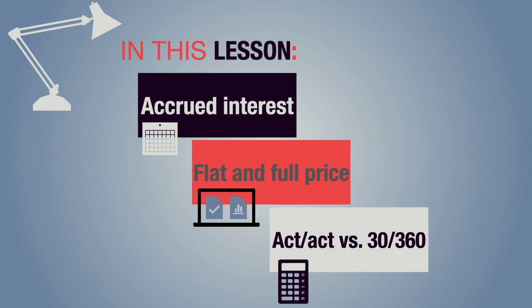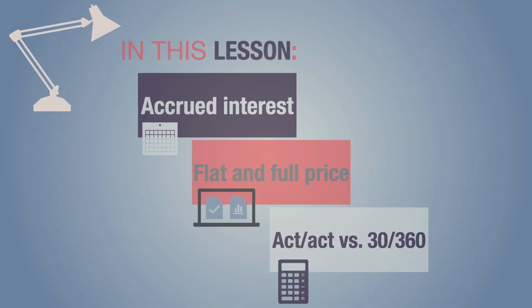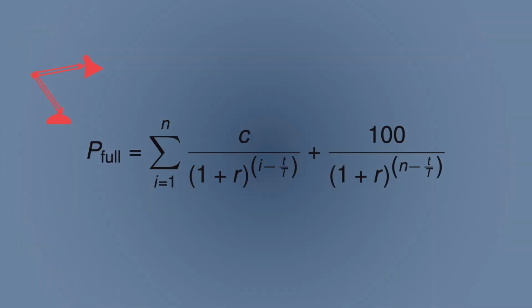We'll be referring implicitly to this modified equation, where these exponents that we use to compute the present values take into account the fraction of time in between two coupon dates.